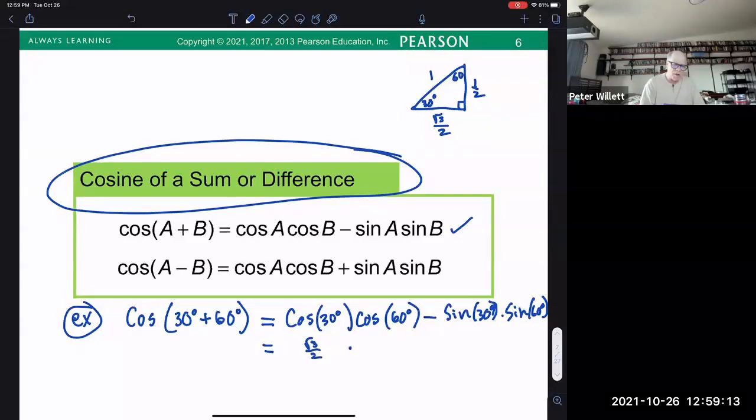And cosine of 60, I could go up to the 60-degree angle and then adjacent is the 1/2. And so 1/2 over 1 would be adjacent over hypotenuse. And then similarly for sine of 30, it's opposite over hypotenuse. This is all using SOH CAH TOA. And so the opposite over hypotenuse would be 1/2. And the sine of 60 degrees, going to the 60-degree angle, the opposite would be square root of 3 over 2.